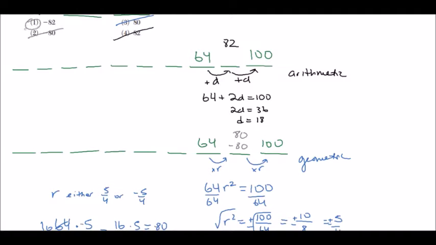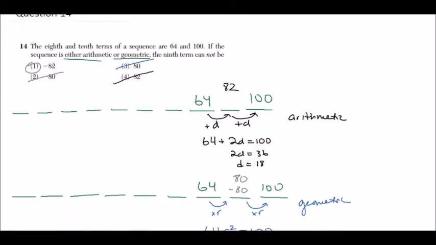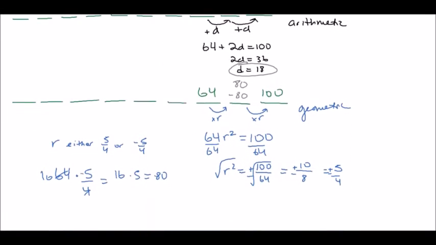And the answer is negative 82, because there's no way that I could get an arithmetic sequence here to go from 64 to negative 82 to positive 100. We can get positive 82 by just splitting the difference into 2 and finding that d is 18. But there's no way for us to obtain negative 82, whereas in a geometric sequence, if we multiply by a negative twice, we're right back to the positive values.